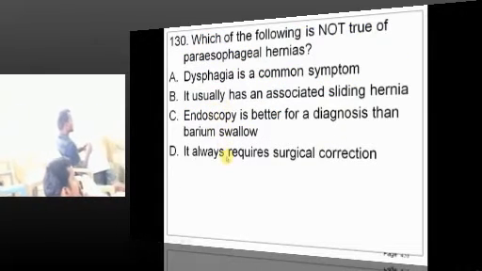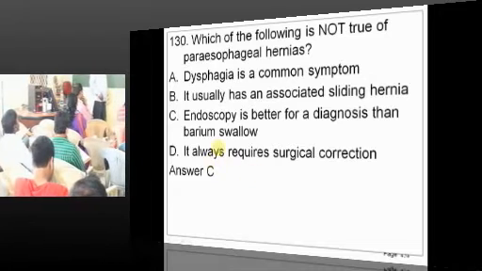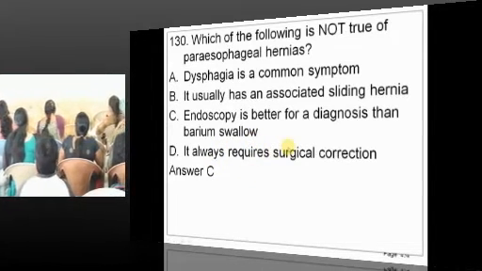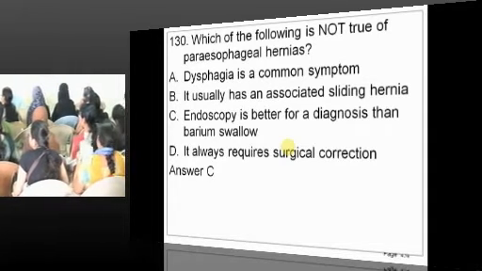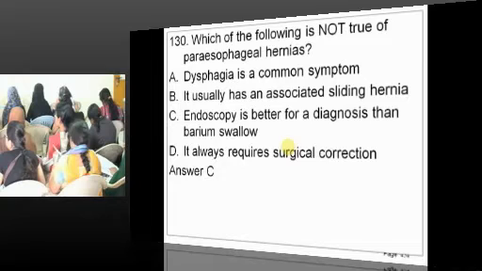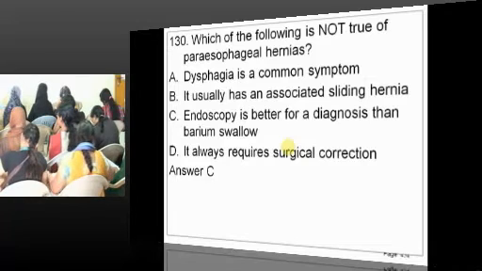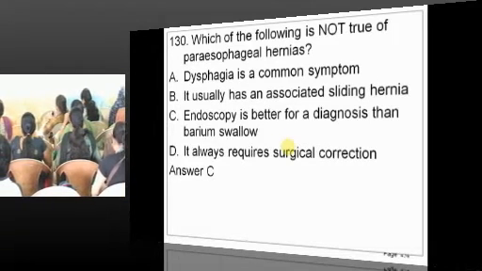Which is not true about paraesophageal hernia? C. Endoscopy is not better, because in endoscopy you are passing the endoscope, not seeing here and there. But if you put barium, it will nicely paint the entire mucosa and show the herniation, which is missed by endoscopy. No, the idea is optimal diagnostic technique.